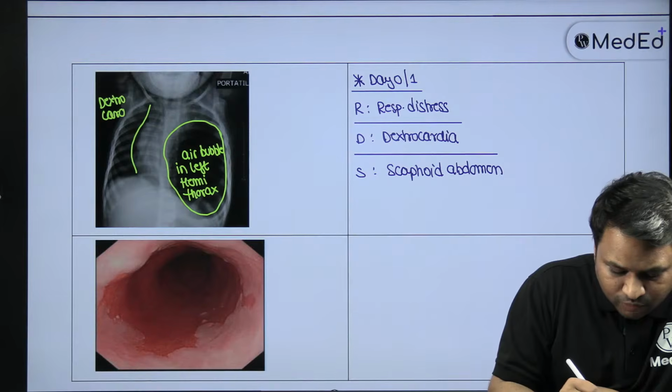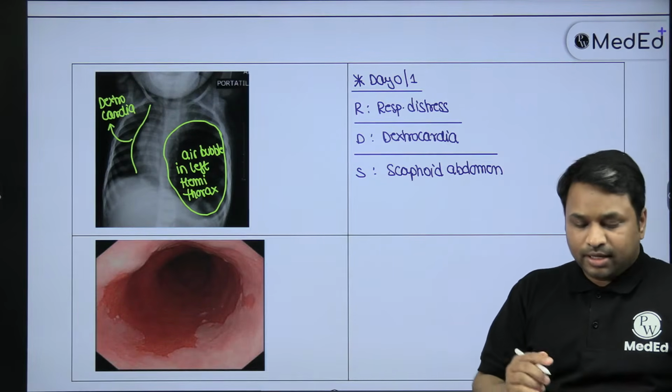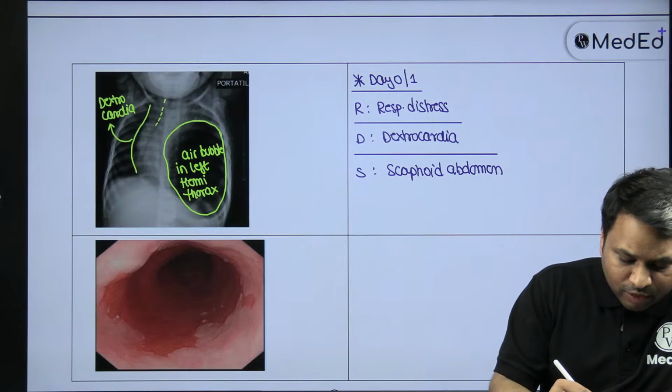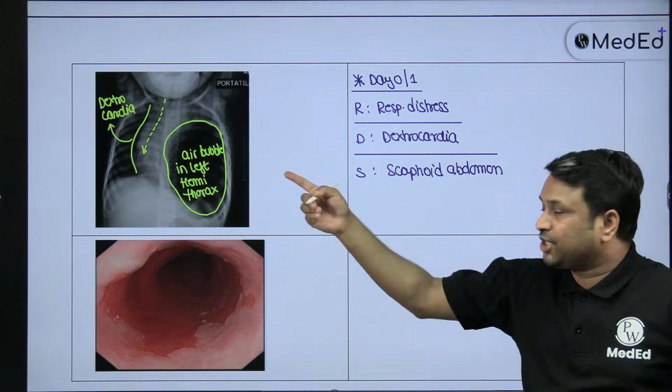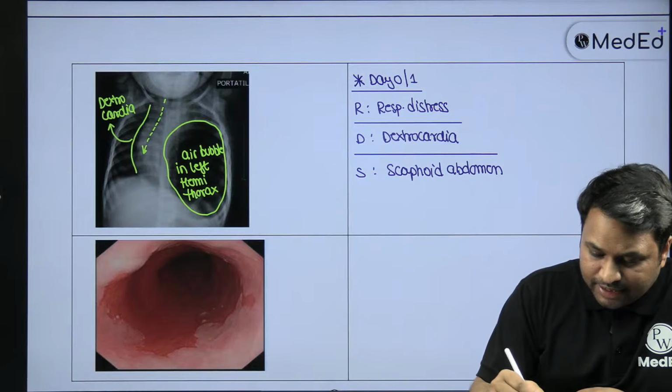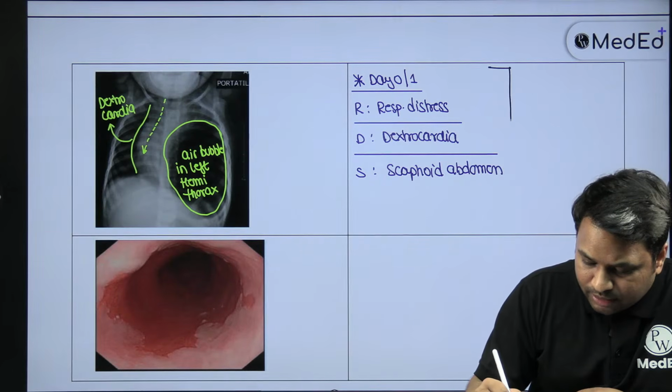There is presence of dextrocardia. And you can also see the trachea is deviated onto the opposite side, telling you it's a pressure effect. And this is seen in Bochdalek hernia.